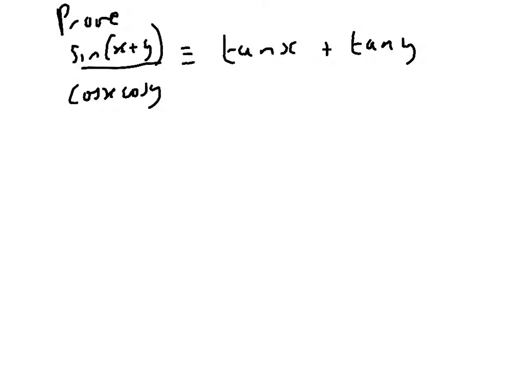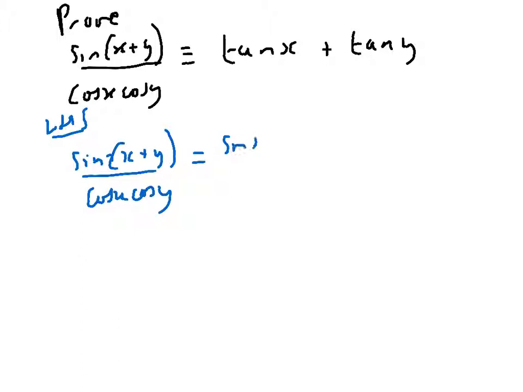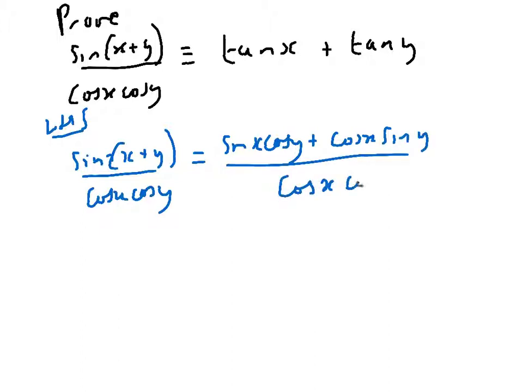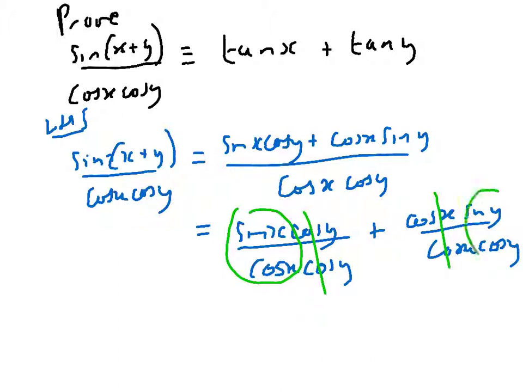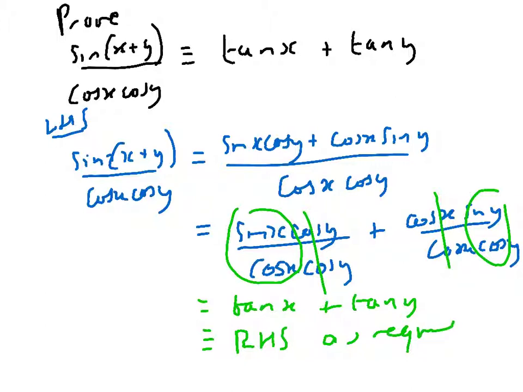And similarly, I can now prove this proof. If I take the left hand side, I get sine(x plus y) over cos x cos y equals (sine x cos y plus cos x sine y) all over cos x cos y, which then, if I split this up, sine x cos y over cos x cos y plus cos x sine y over cos x cos y, I can see straight away these two cancel to 1, this would make tan x, and these two cancel to 1, and this would make tan y, so this equals tan x plus tan y, which is the right hand side, as required.